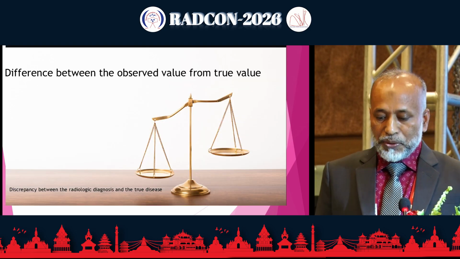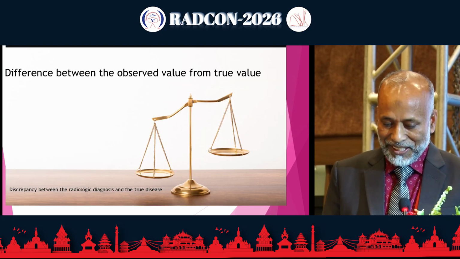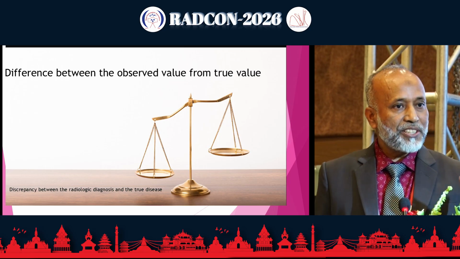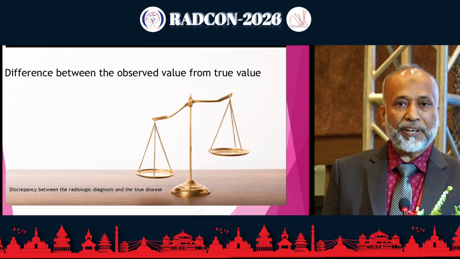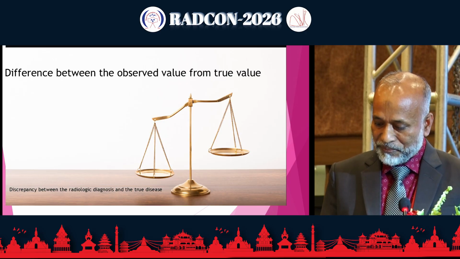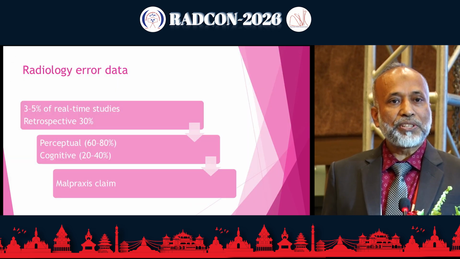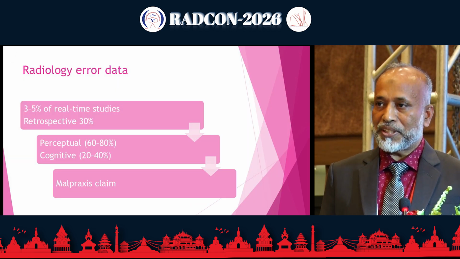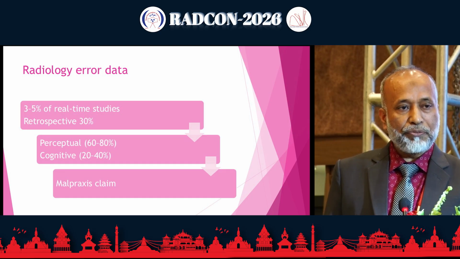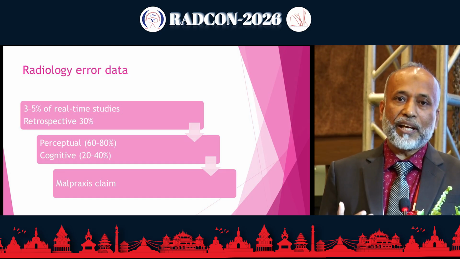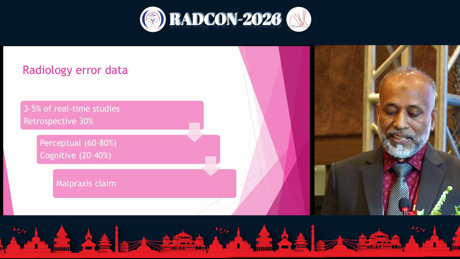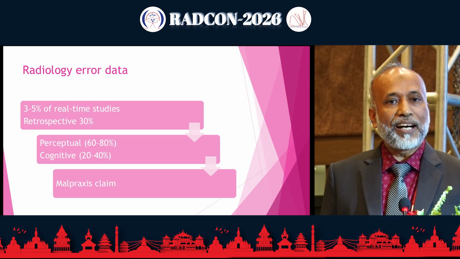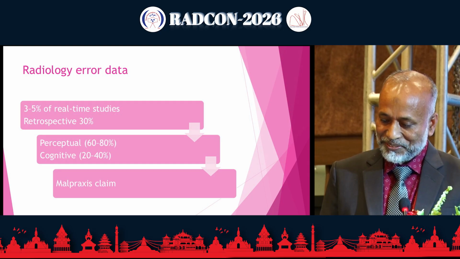Error is actually the difference between observed value and true value. In radiology, you can think of it as what the radiologist sees versus what is actually there. That discrepancy is error. The data shows 3 to 5% of all our reports have some error, but if we look retrospectively, it is bigger, 30%. Most of these are cognitive and perceptual errors, and malpractice claims are majorly due to radiological errors.